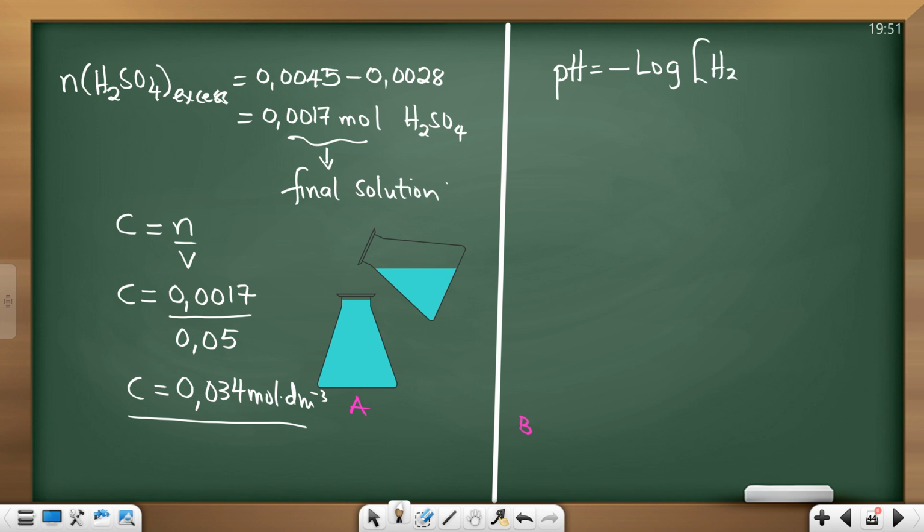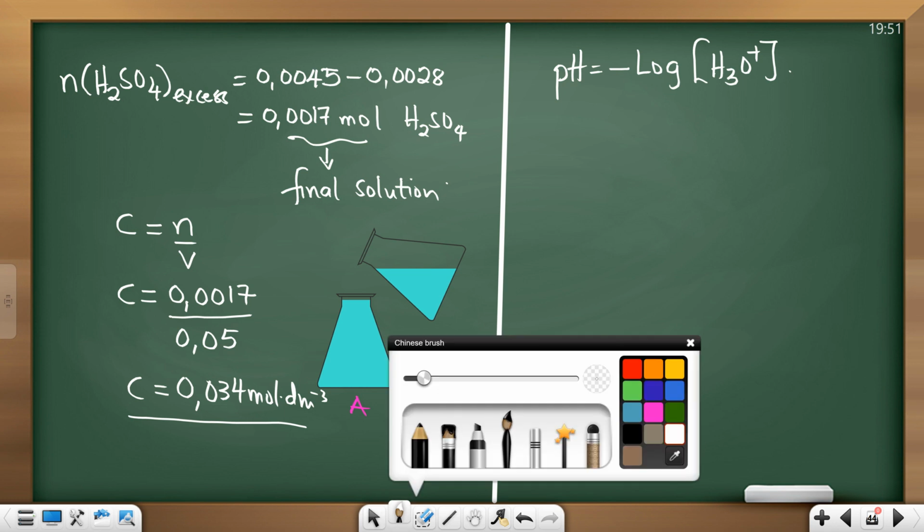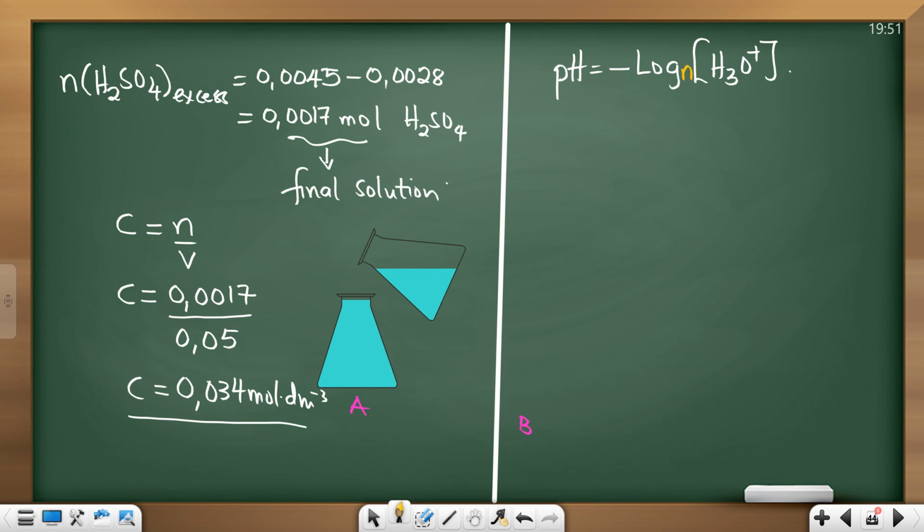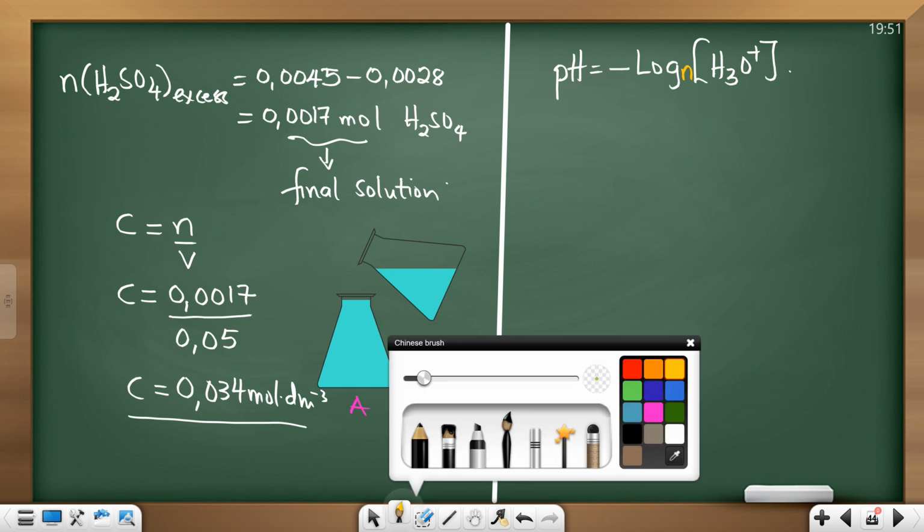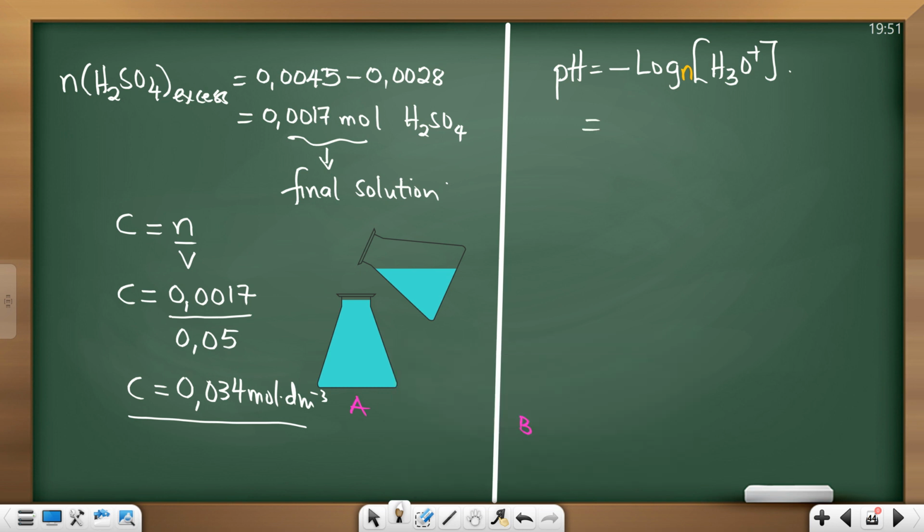Negative log. Now, there's an important point here. Please, there is an important point. I told you to use a pencil to keep your notes, and that will tell you the number of protons, the basicity of an acid. Guys, come on. All right. What type of acid am I dealing with? Sulfuric acid. And if it's a sulfuric acid, it's a what? Diprotic acid. So N is what? 2. So what do I have? Negative log of 2 times 0.0017 over the volume. Finally, we are done.